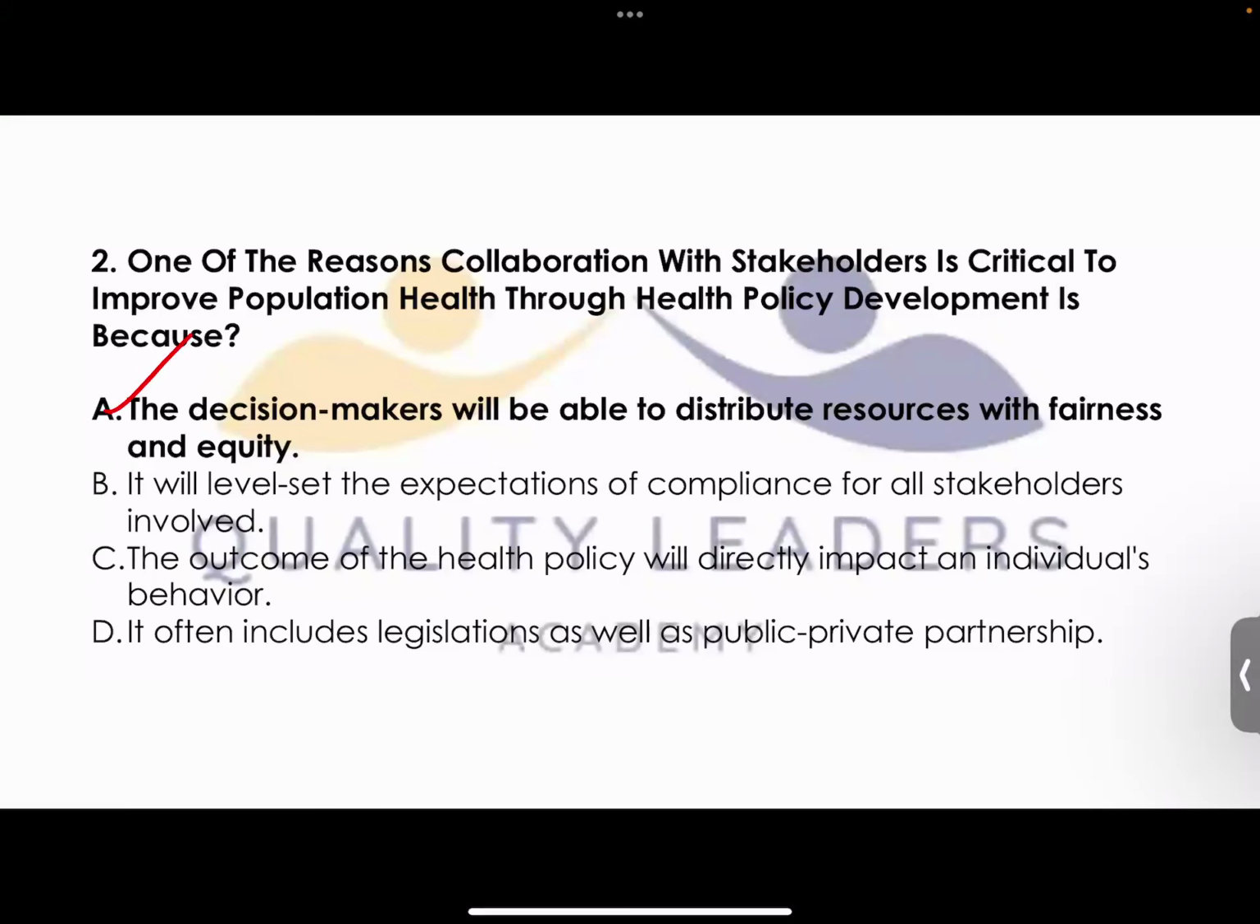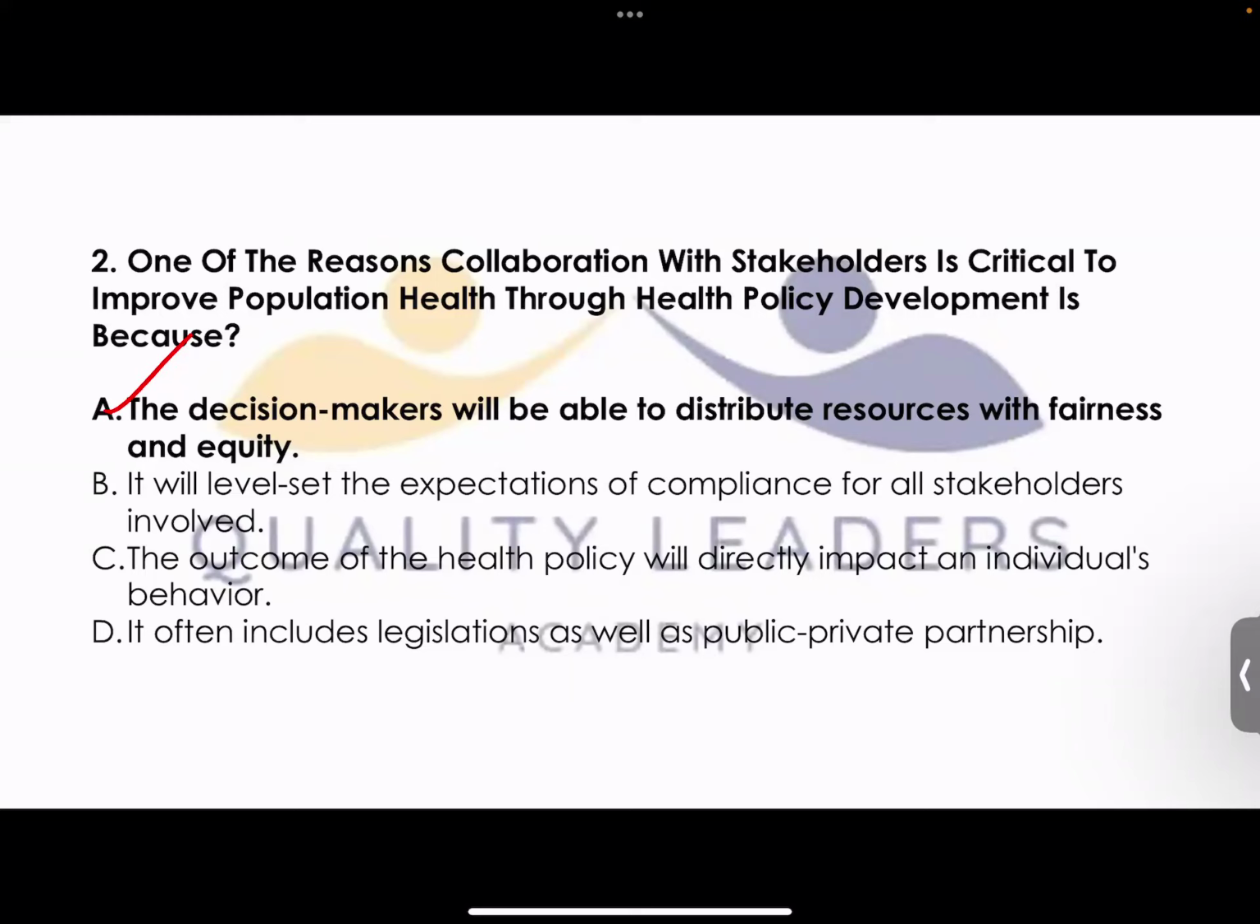letter A, because collaboration with the stakeholders ensures that diverse perspectives are considered, enabling the equitable distribution of resources to address population health needs effectively. With stakeholders' involvement, this allows policies to be more inclusive and fair, addressing disparities and promoting better health outcomes for all.